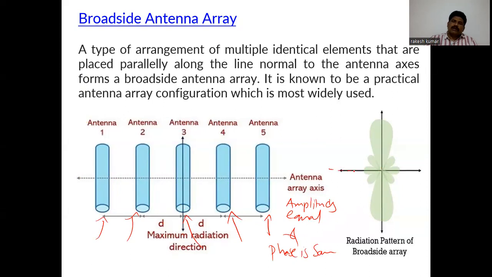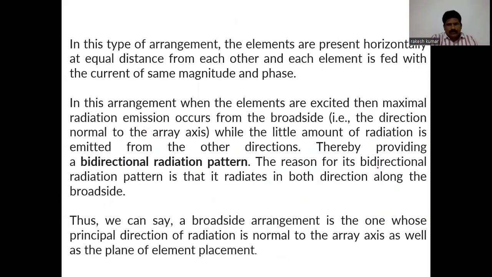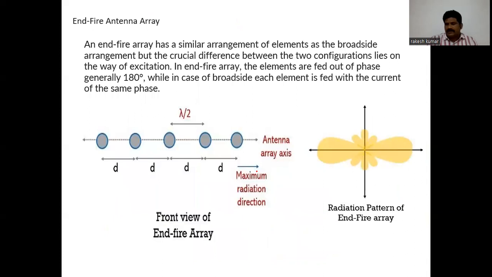So this is our axis of array, and the maximum radiation will be perpendicular to the axis of array. Okay. So this type of arrangement, with elements placed equally, provides bidirectional radiation. Okay. So that is regarding the broadside array.